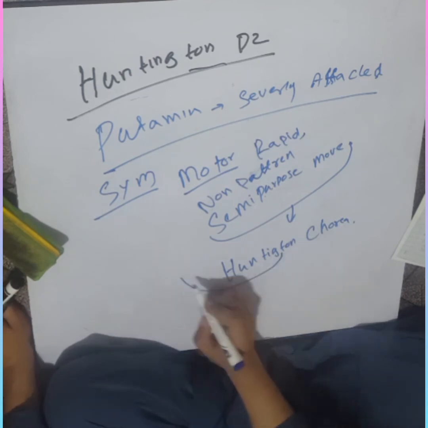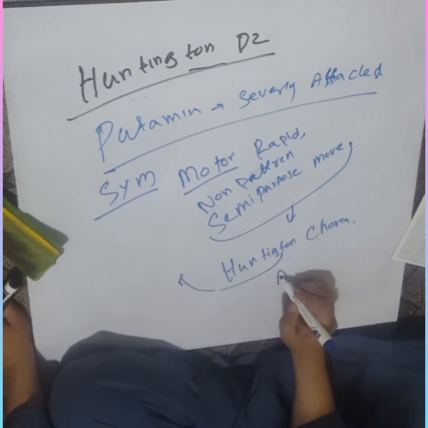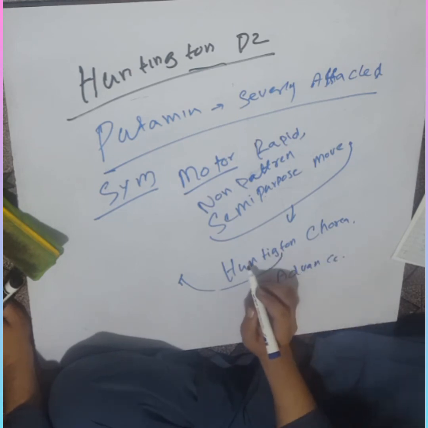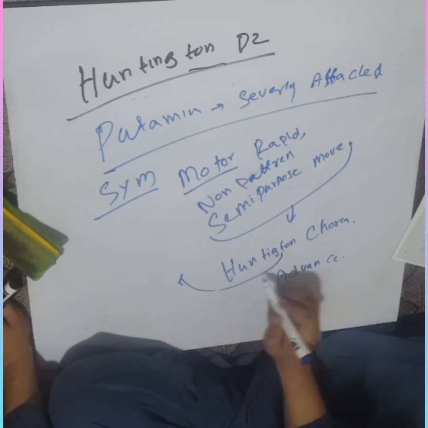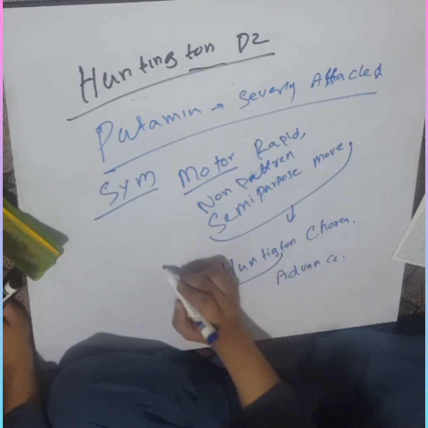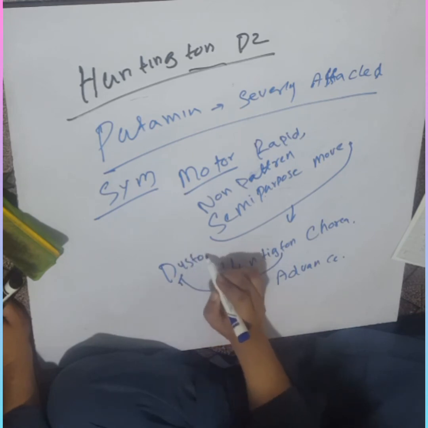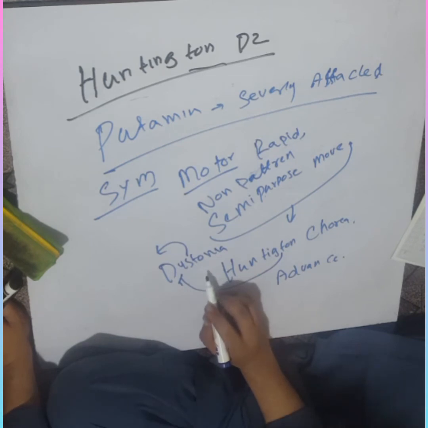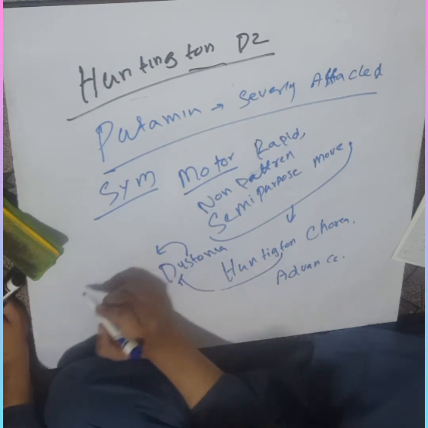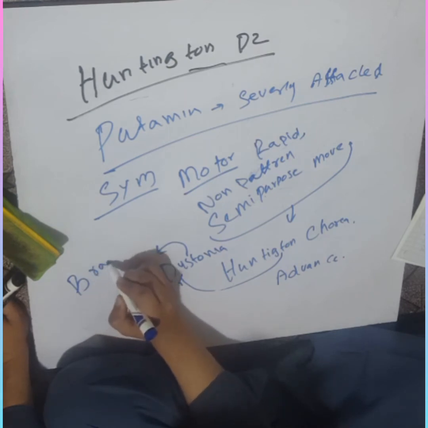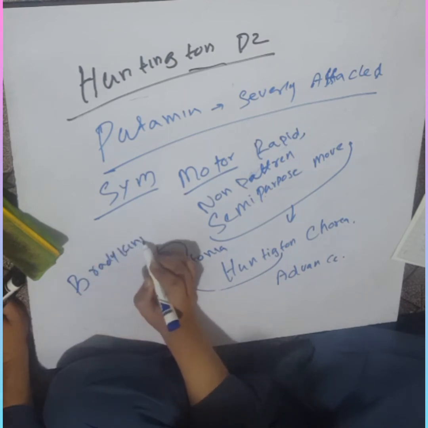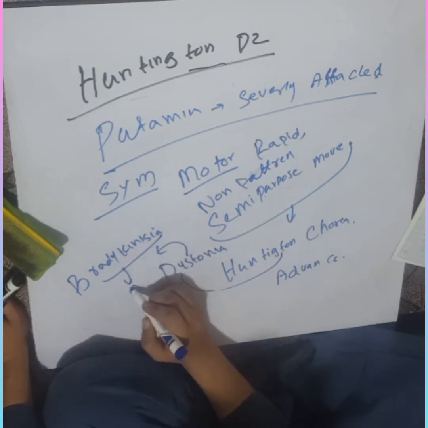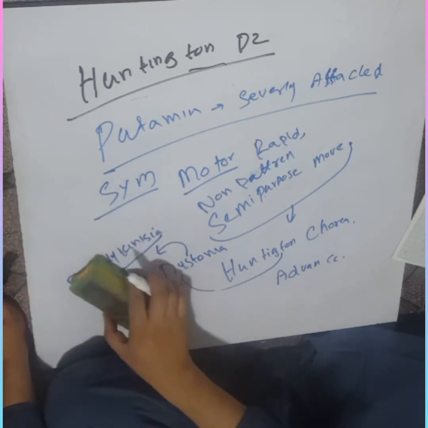In the advanced stage, this Huntington chorea may change into dystonia. This dystonia may change into bradykinesia in the advanced stage. Bradykinesia is a Parkinson's symptom, so atypical Parkinsonism may develop.